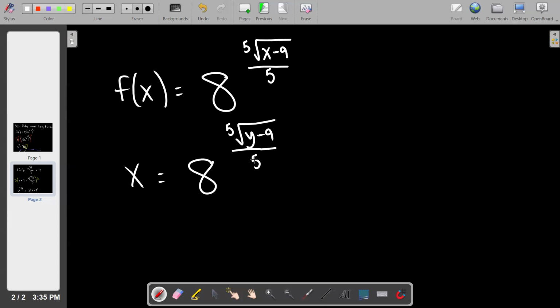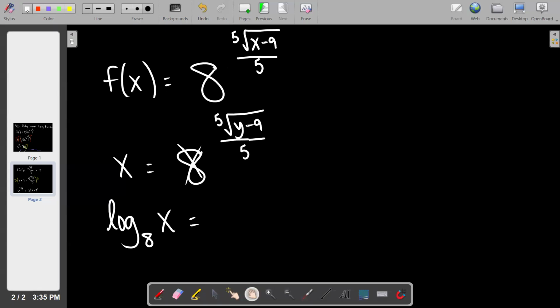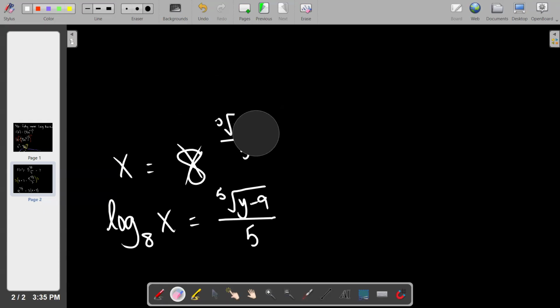So yeah, you're right. We're going to take the log, more specifically. What did you say? Log base 8. Good for you. So we're going to wind up over here with log base 8 of x. And over here, we're just going to have the fifth root. We're going to have a fraction on the right-hand side, but this 8 is going to essentially go away, right? So my right side now is just going to be a fraction, and the top of it is going to be the fifth root of y minus 9, and the bottom of it is going to say 5.